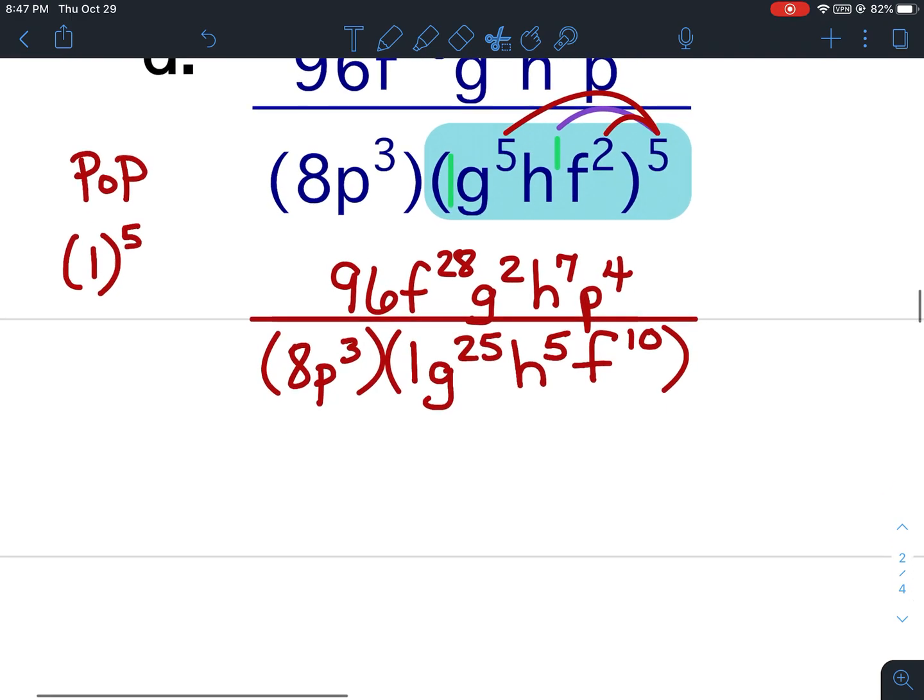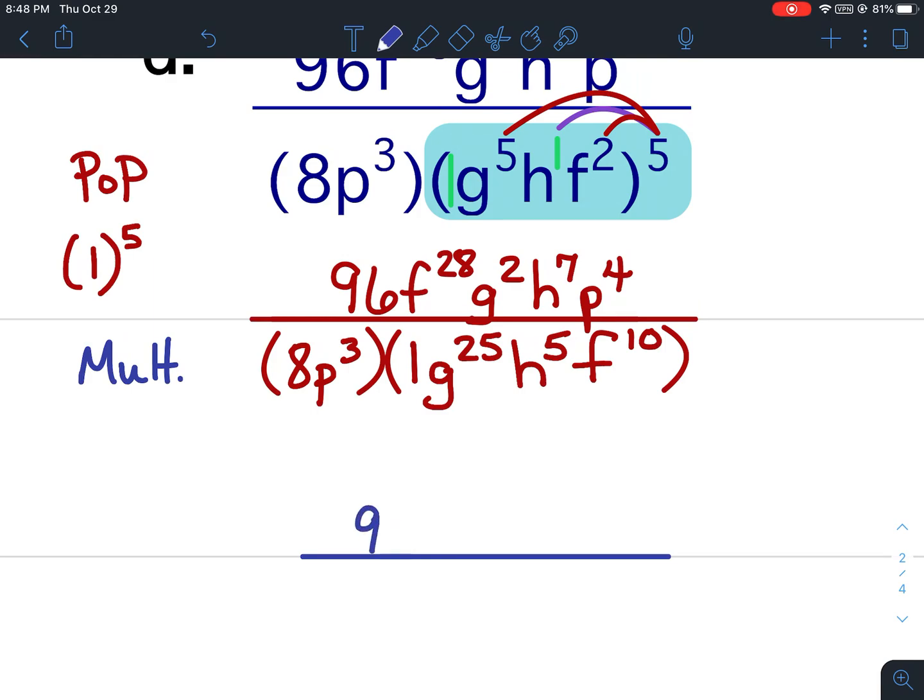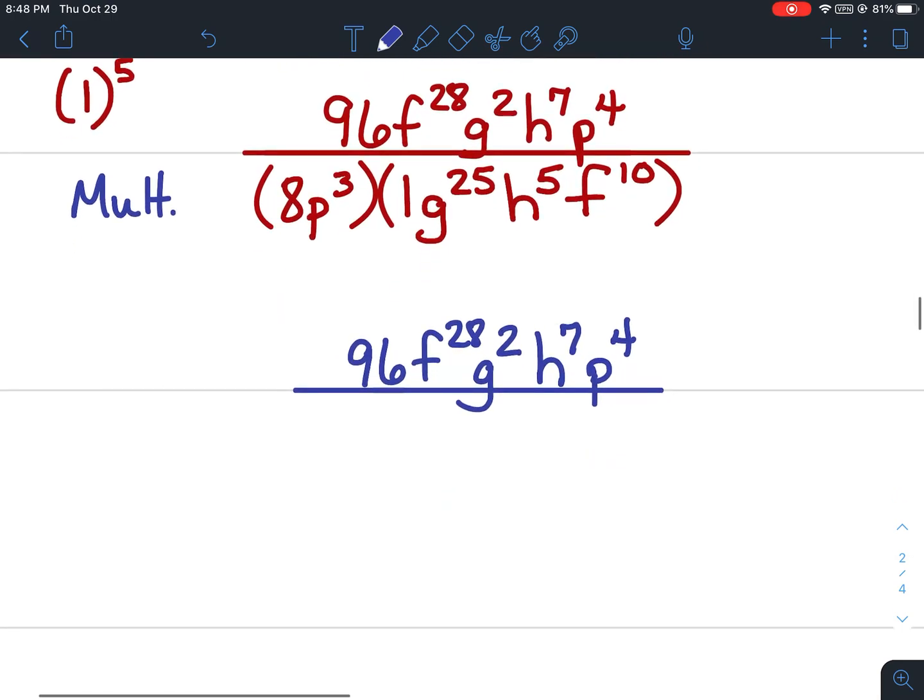Okay, so now, can I divide? No, I can't divide until the denominator is completely simplified, which means I need to multiply now. So once again, my numerator is going to stay the same. I'm still going to have 96, f to the 28th, g to the 2nd, h to the 7th, and p to the 4th. On the bottom, first thing I do is multiply 8 times 1. 8 times 1 is 8.